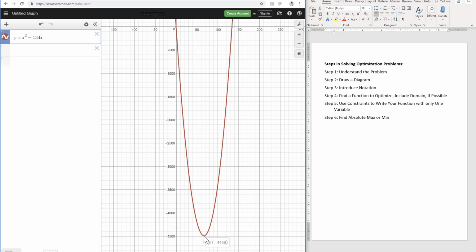So this is our minimum value when x is equal to 67. The product, 67 times 67, is 4489, and one of them's positive, one of them's negative. So here's our negative value. This is the minimum product between those values that have that constraint. Okay, hope that helps.